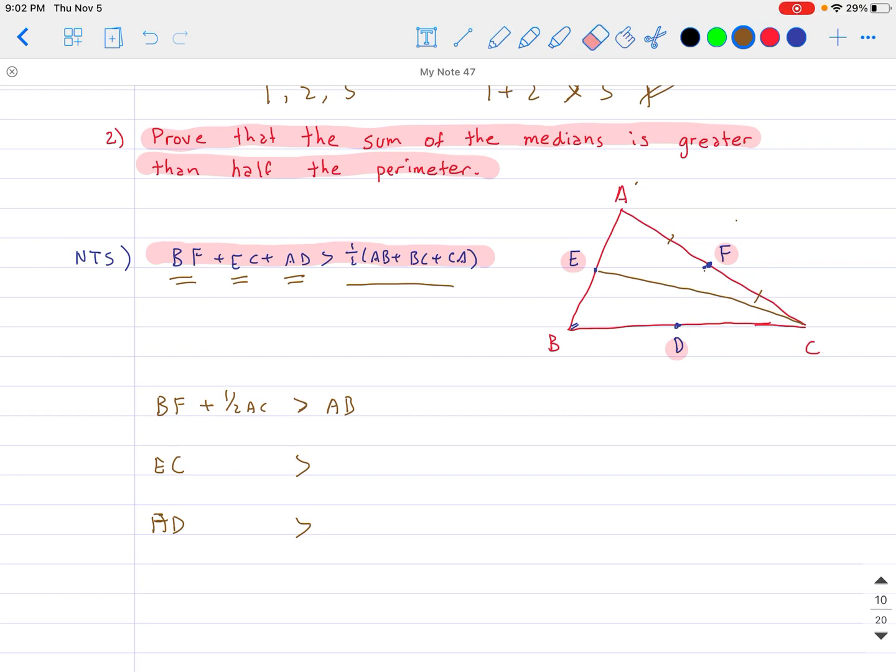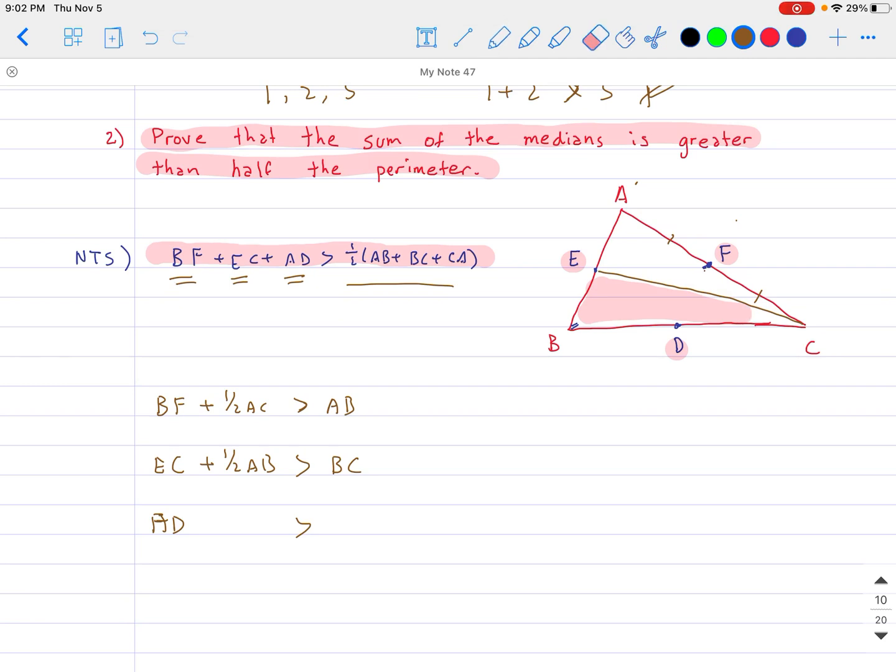And now I'm going to focus on the triangle that is underneath, that is over here, okay? Just to look at it as kind of rotating counterclockwise. And in that triangle, here's what I can say. EC is going to be added with 1/2 of AB, not looking at BE, but instead looking at AB as a whole, is going to be greater than the third side, which is going to be BC. Okay, so hopefully you guys can see that.